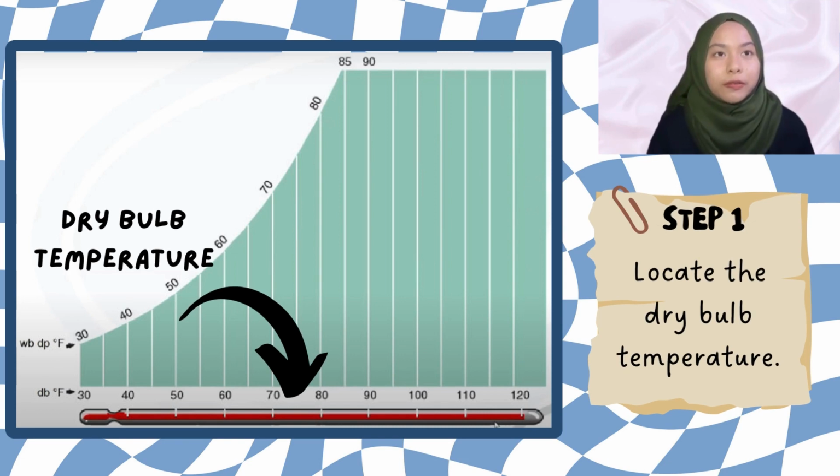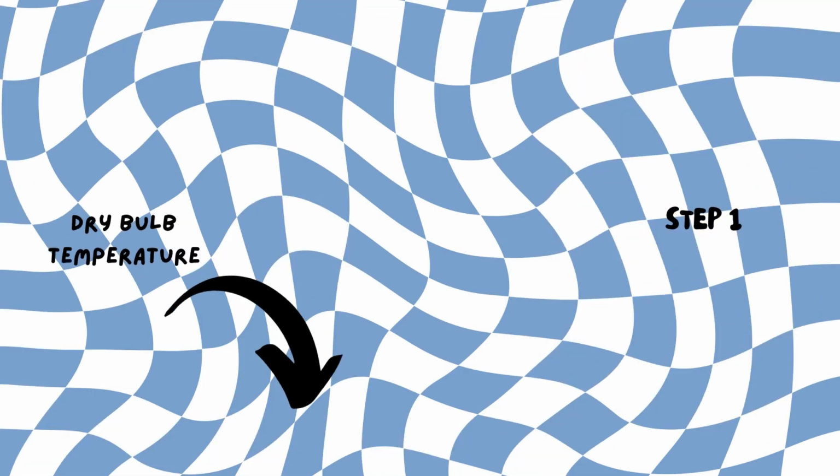So first of all, we must locate the dry bulb temperature along the bottom axis and the associated vertical line for each temperature. It is called dry bulb because the air temperature is indicated by a thermometer not affected by the moisture of the air.